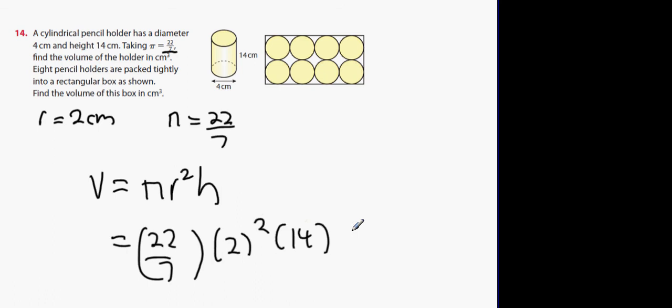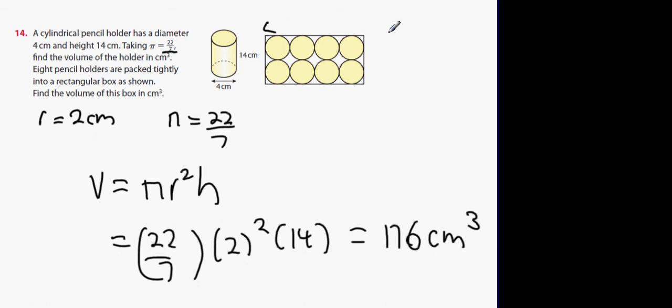Can anybody have the answer for that in their calculator? 176 centimeters cubed. Does everybody agree? Yeah? Okay, we agree. Now, 8 pencil holders are packed tightly into a rectangular box as shown. Find the volume of this box.